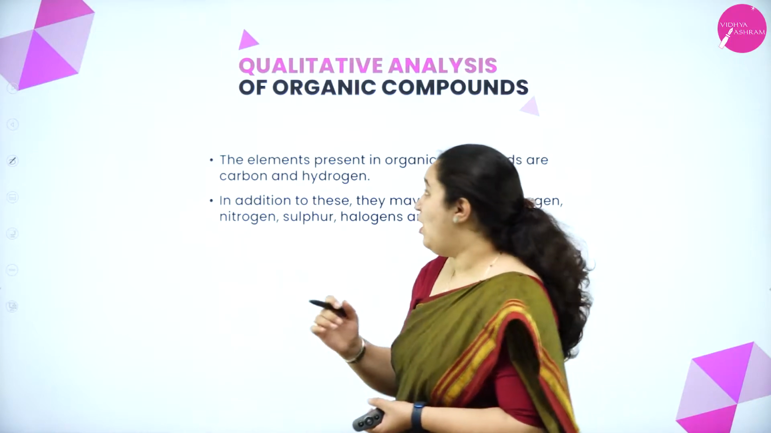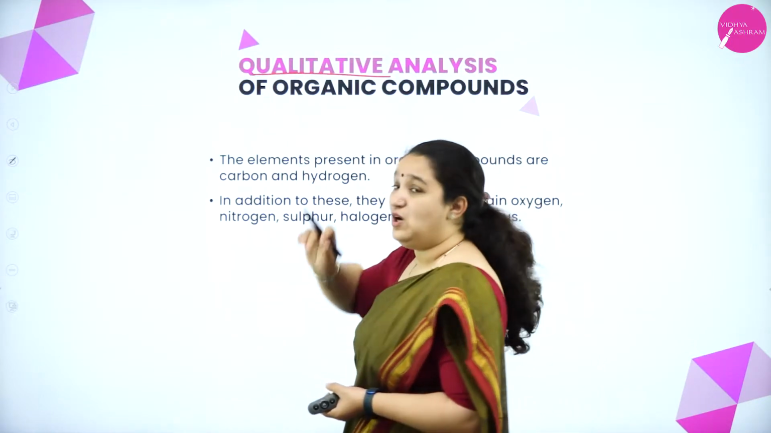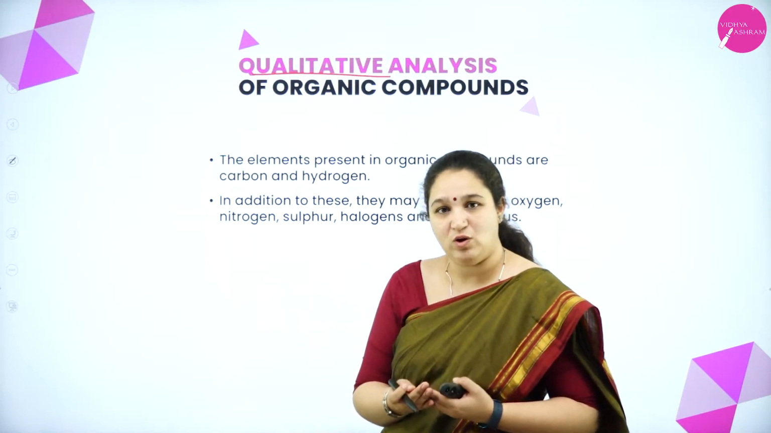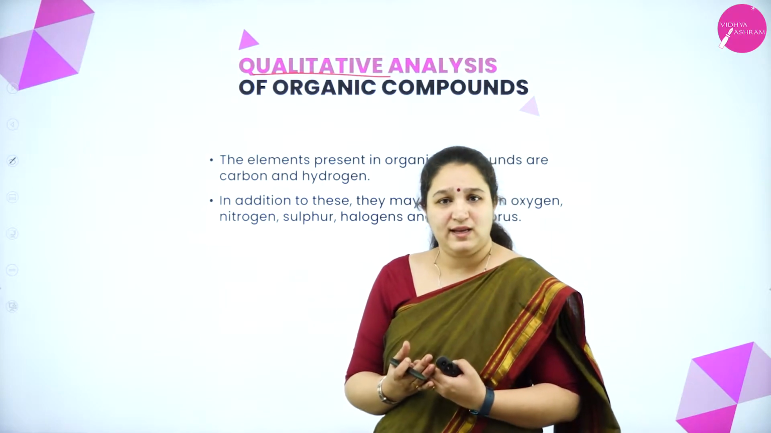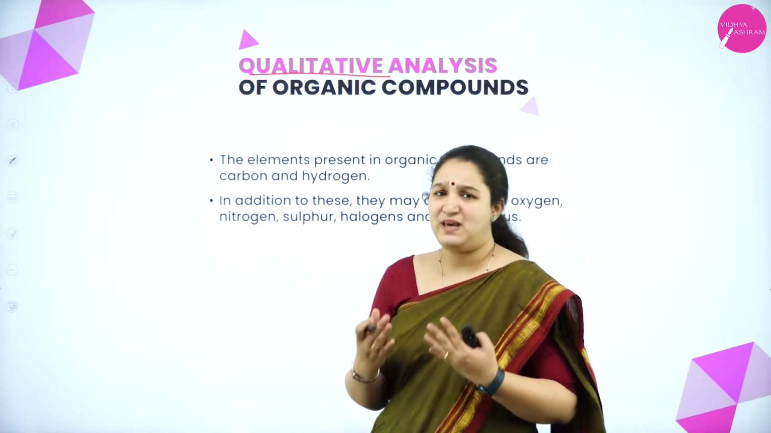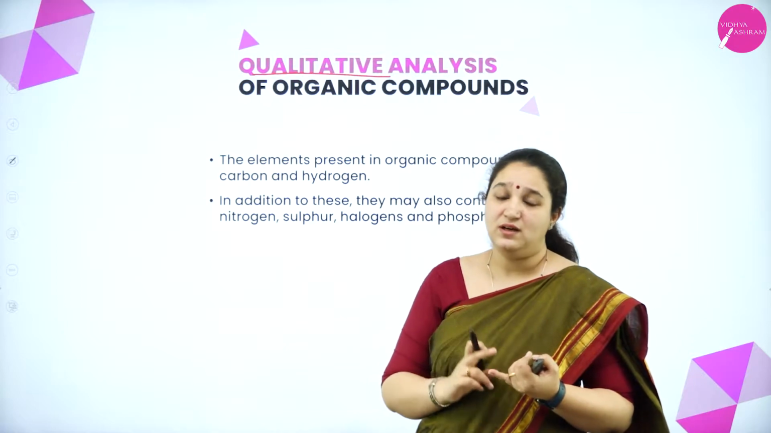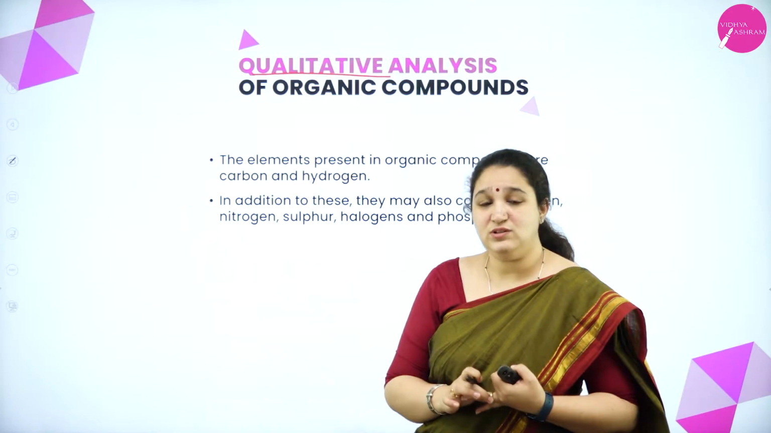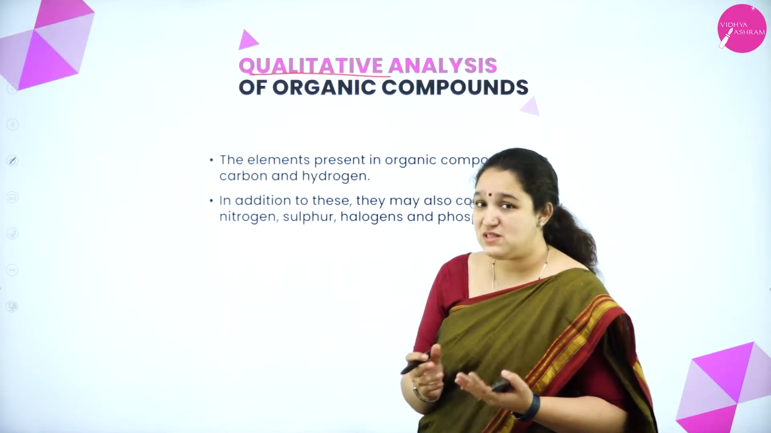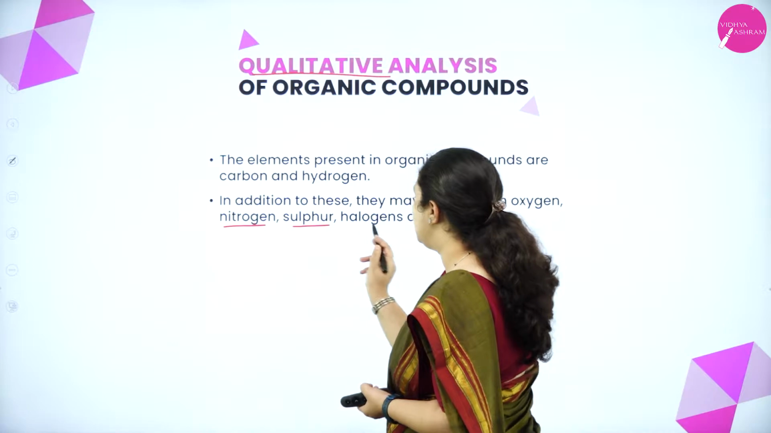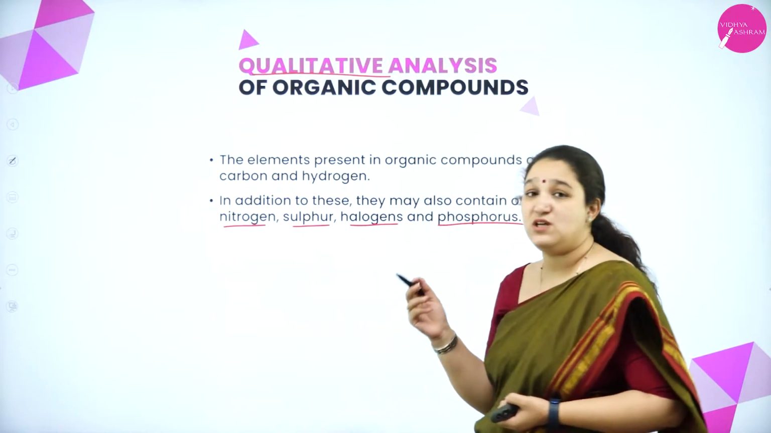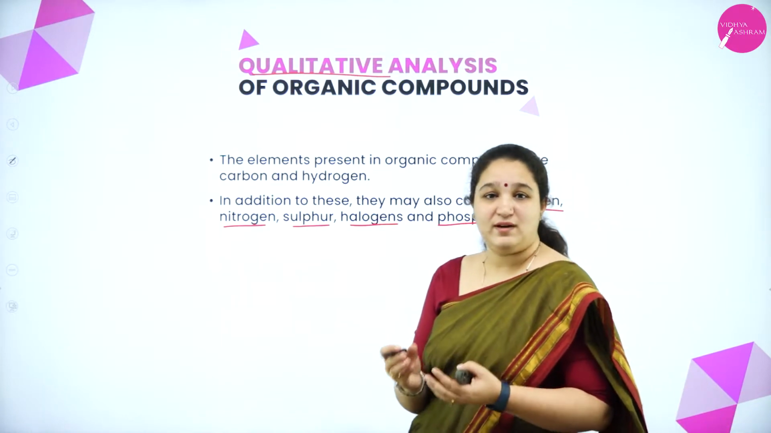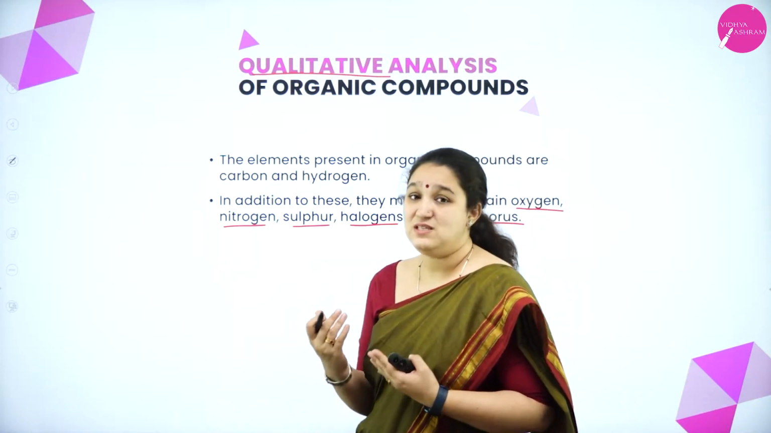When I tell qualitative analysis, it means I am finding out the quality of the organic compound. Now, when I tell organic compound, we know that basically organic compounds contain carbon and hydrogen. But other than carbon and hydrogen, it can contain elements like nitrogen, sulfur, halogens, phosphorus, oxygen, etc. So, not only carbon and hydrogen, they can be these elements.